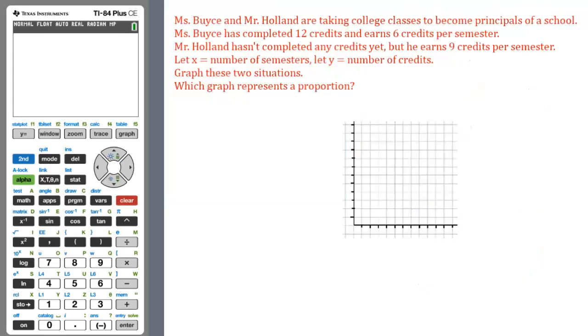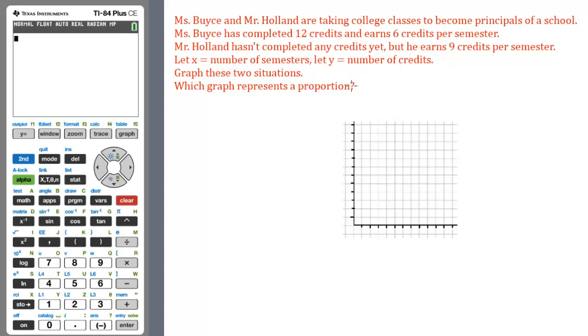Okay, so in this problem, we're going to have to graph a real-world situation. Actually, we're going to have to graph 2 real-world situations. So let's take a look at this. It says, Ms. Bice and Mr. Holland are taking college classes to become principals of the school. Ms. Bice has completed 12 credits and earns 6 credits per semester. Mr. Holland hasn't completed any credits yet, but he earns 9 credits per semester. So we're going to let x equal the number of semesters and let y equal the number of credits. Graph these two situations and which graph represents the proportion.